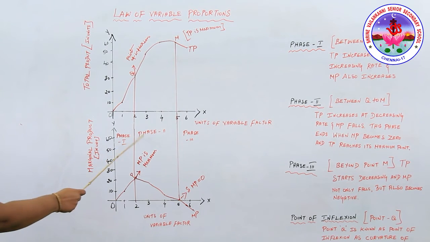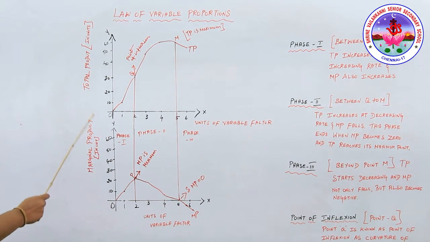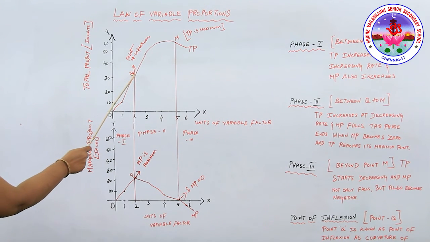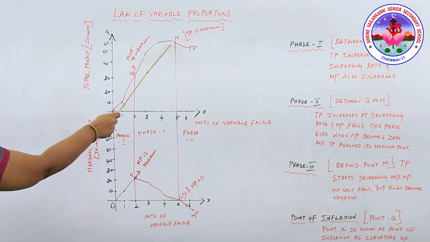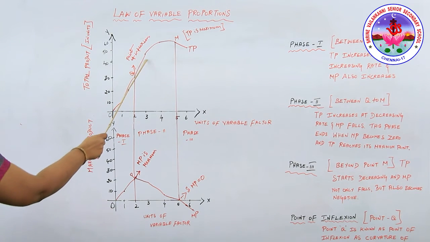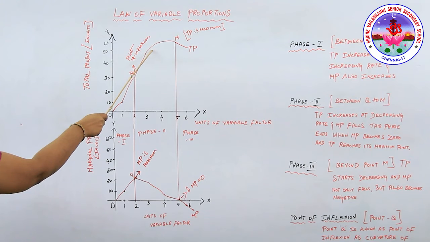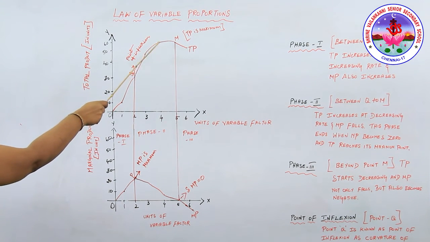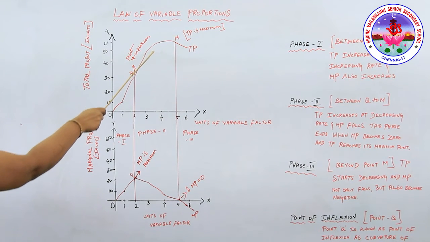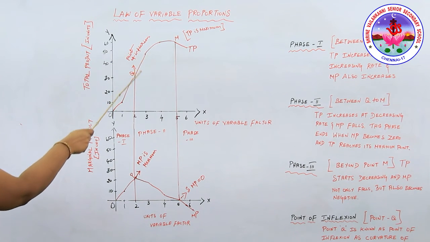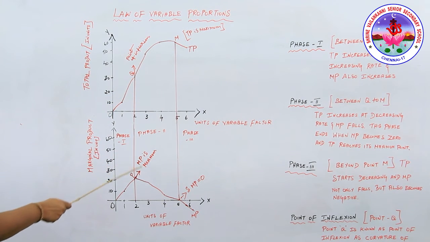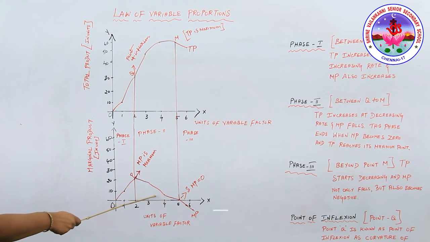Now coming back to phase 2, between Q to M. Okay, what happened to the TP? TP will increase at a decreasing rate. Okay, so I think you are able to see this. From Q to M, TP increases at a decreasing rate. What will happen to MP? MP falls.